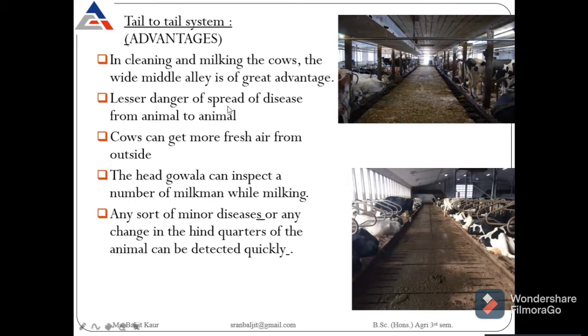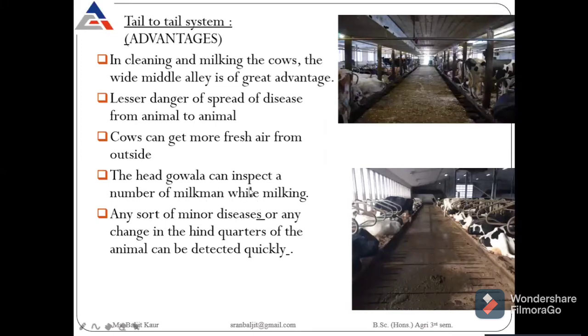There is lesser danger of spread of diseases from animal to animal, right? When they are in head-to-head system, the disease spread is more, from the face, from the mouth side. But in this system, the disease spread will be lesser. Cows can get more fresh air from the outside, right? So cows can get more fresh air.